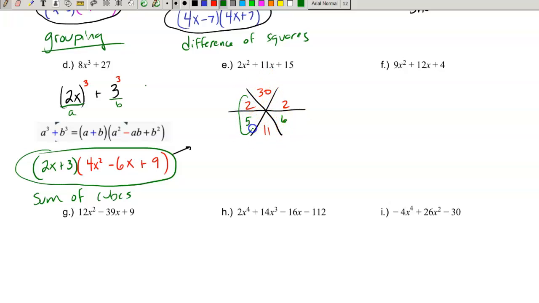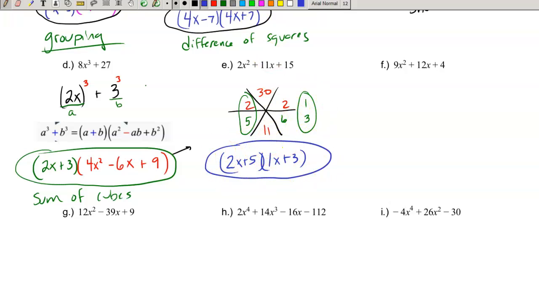So here's one column that's already reduced. This column right here can be reduced to 1 over 3. So there's the new column. And therefore, this would become 2x plus 5. And this would be 1x plus 3. And there's my factoring. And I'm just going to put this as the snowflake.